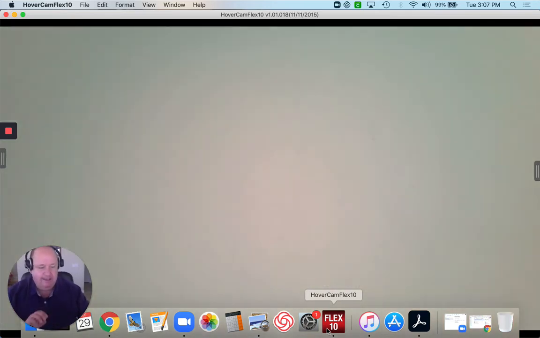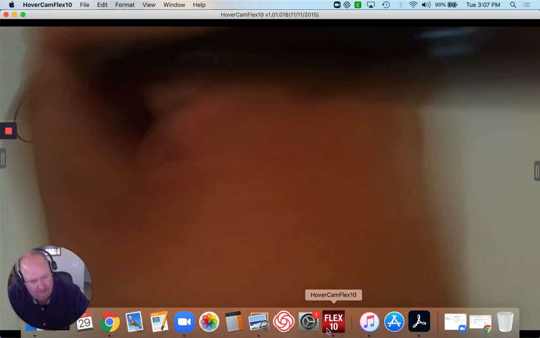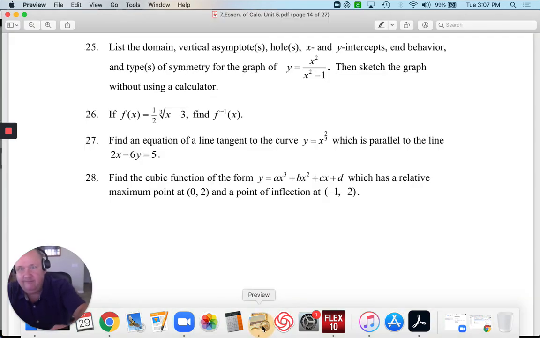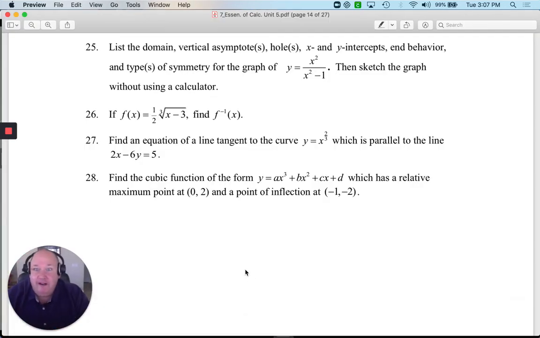All right, 28. I think it's the last one. It is. Find the cubic function of that form which has a relative maximum at 0, 2 and a point of inflection at -1, -2. So I'm going to write it down. And it's going to be a system that we're going to create. So we know a point 0, 2 is a max. And we know -1, -2 is a point of inflection.